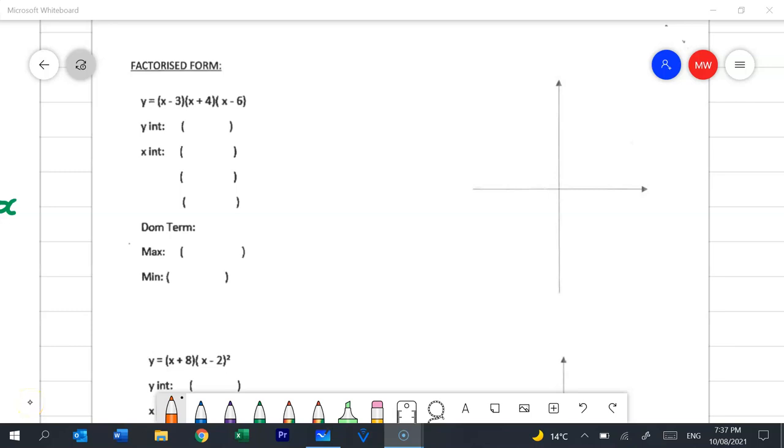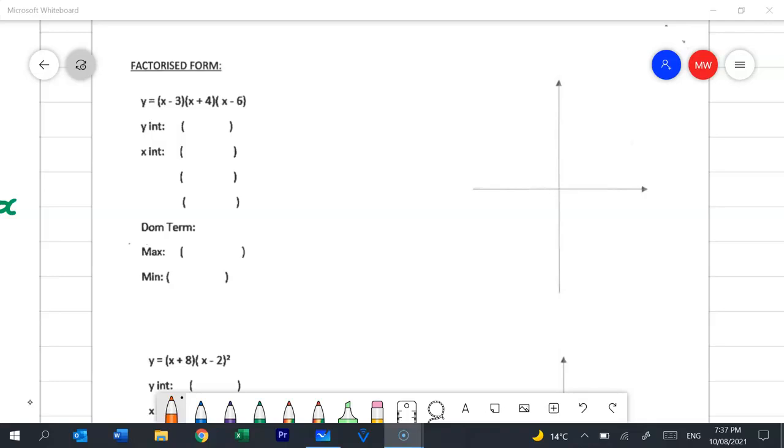In this video, we're plotting our cubic functions again, but we're doing them when they're coming in factorized form. And this is quite good. We can just use null factor for this. So we still have to find y-intercepts. We still have to find x-intercepts. We still need to find a dominant term.